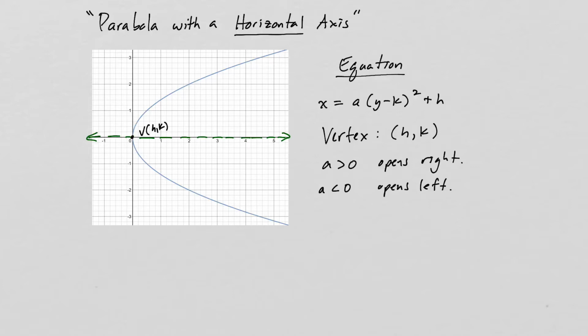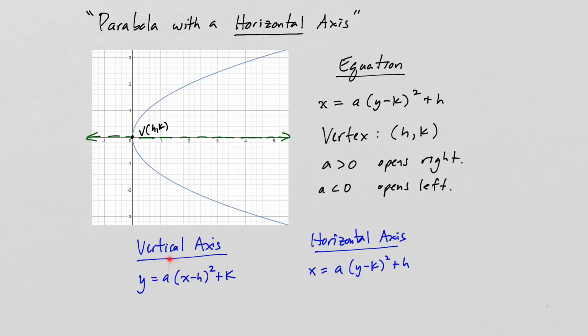Now, if it opens to the left or to the right, it is a slightly different equation. The equation is x equals a times y minus k quantity squared plus h. And this will have a vertex of (h, k). And then the a value, if it's positive, it opens to the right. And if it's negative, it opens to the left. Okay? So let me just put those two equations side by side here, and let's talk about them.